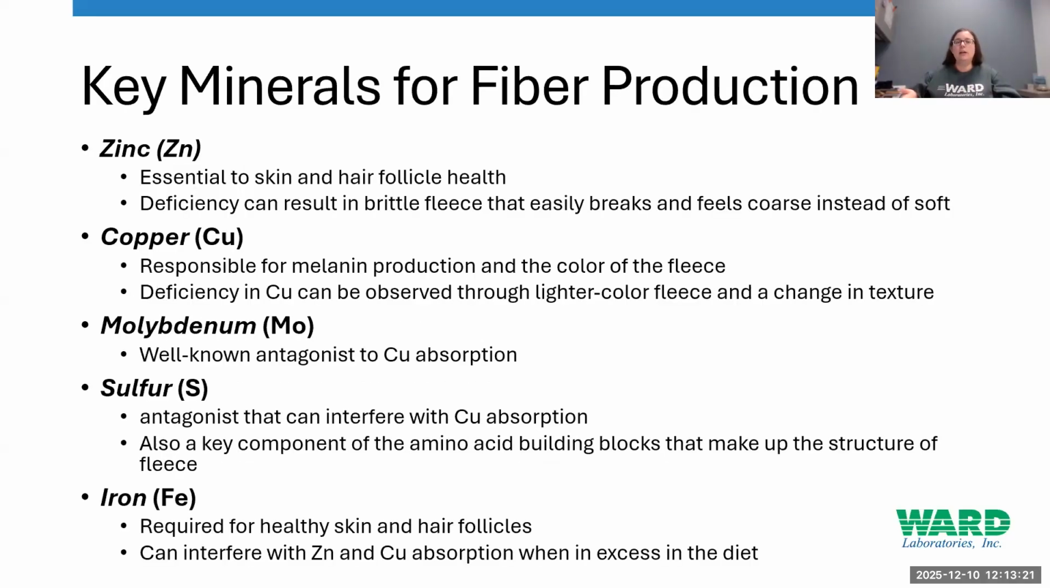And so here are some of the key minerals in fiber production, but it's always a careful balance, right? So zinc's important, copper's important to fleece and wool production, but we have to make sure it's in a balance because molybdenum can interfere with copper, so it's just an antagonist. But sulfur and iron are important for biological functions, including in fiber production, but yet they can also interfere with copper. So we have to make sure everything is in a balance.